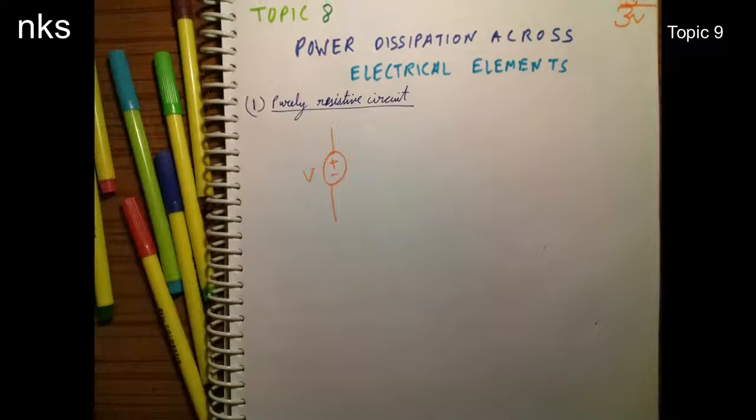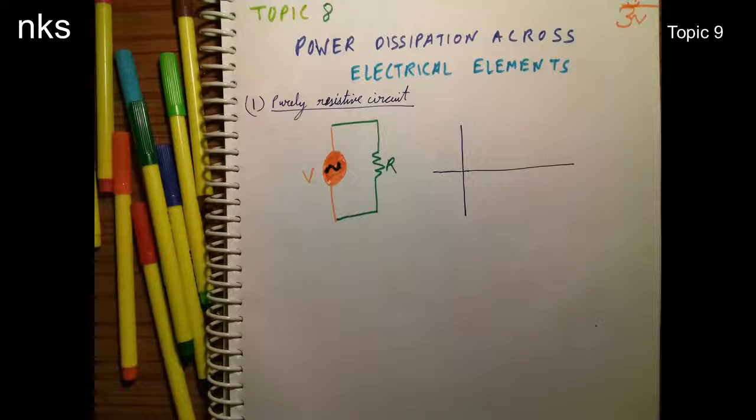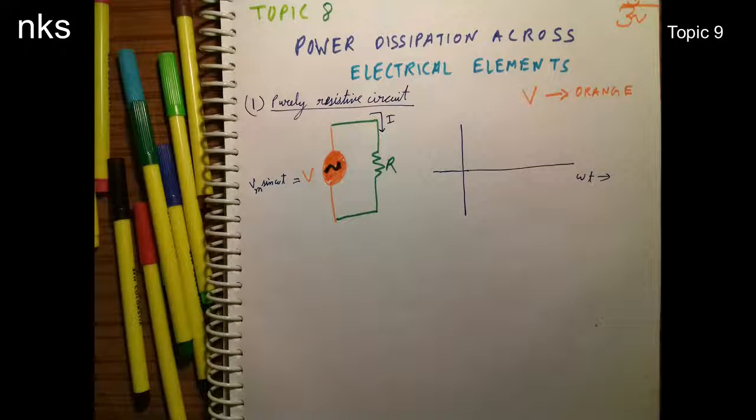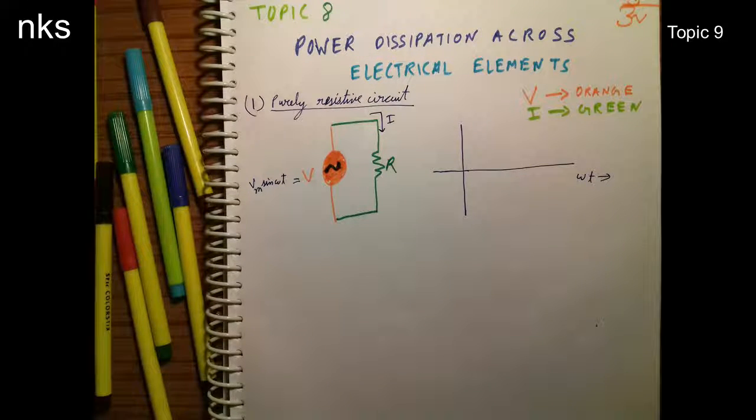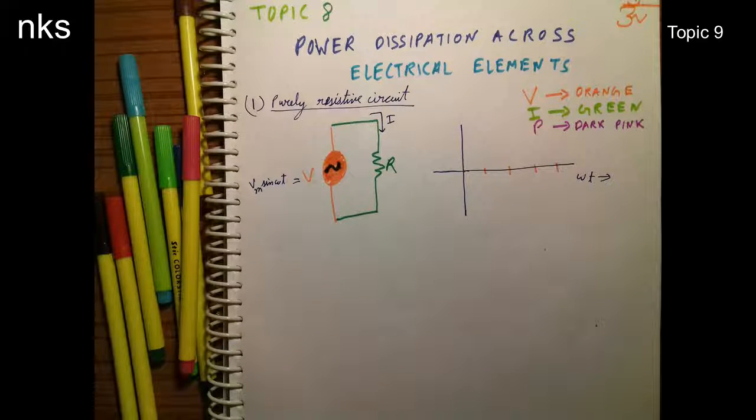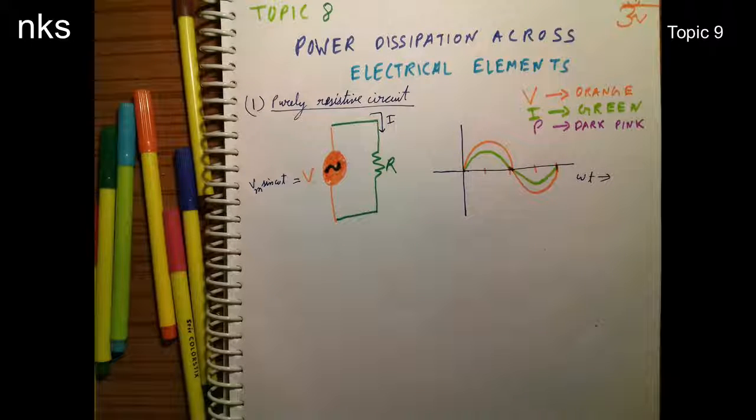Now let us see voltage, current and power waveforms in a purely resistive circuit. Here V equals Vm sin omega t, and we will draw the waveform for V in orange color, the current I in green color, and the power waveform P in dark pink color. The waveform of voltage is as shown on the screen. As this is a purely resistive circuit, the current and voltage will be in the same phase. So the waveform for current is as shown on the screen in green color.